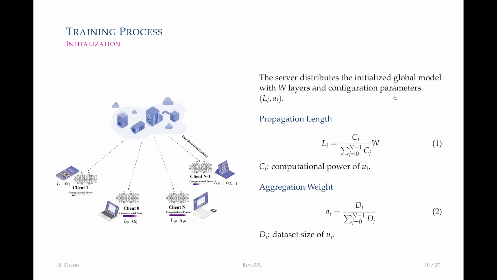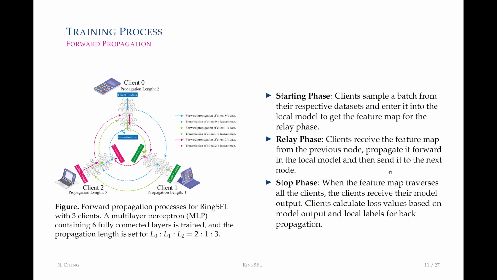After the initialization is completed, the server sends the determined configuration parameters and global model to the participating clients. After the client receives the configuration parameters, it starts the local training process.